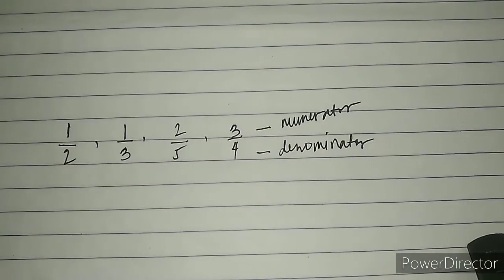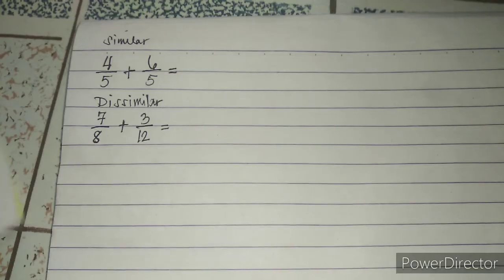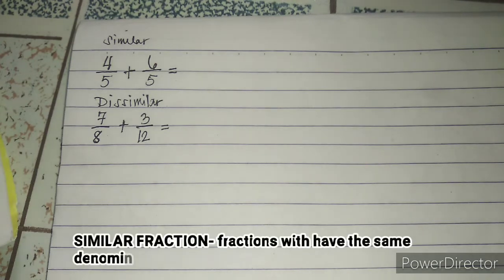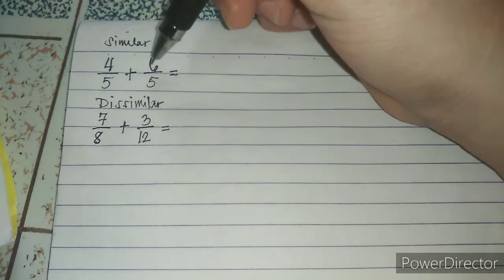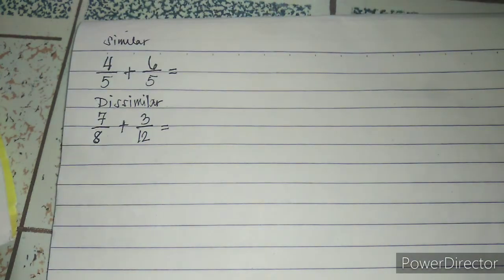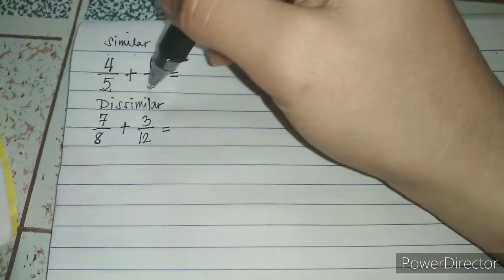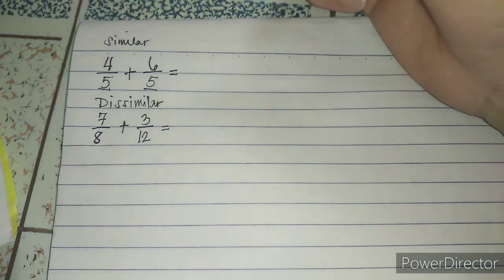Okay? In kinds of fraction, we also have two. The first one, we have similar fraction, and the second one, we have dissimilar fraction. Similar fractions are fractions which have the same denominators. So, this is an example of similar fractions. 4/5 plus 6/5. Tinatawag siyang similar fractions kasi pareha sila ng denominator, which is 5. They both have 5 as denominator.